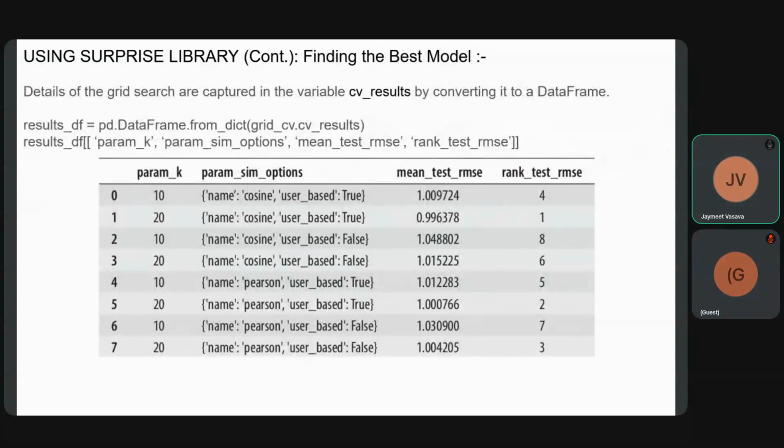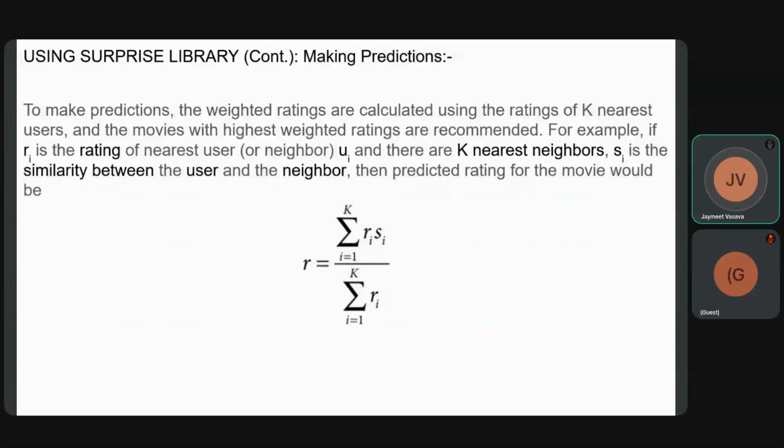Now as we have found the best model, it is time to make the predictions. So mathematically speaking, Ri is the rating of the nearest user Ui, and there are k nearest neighbors. Si is the similarity between the user and the neighbor. So the prediction will be given by R equals summation of Ri into Si from i equals 1 to k, divided by summation of Si for i equals 1 to k.